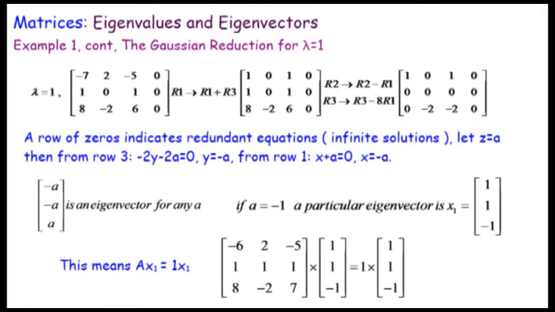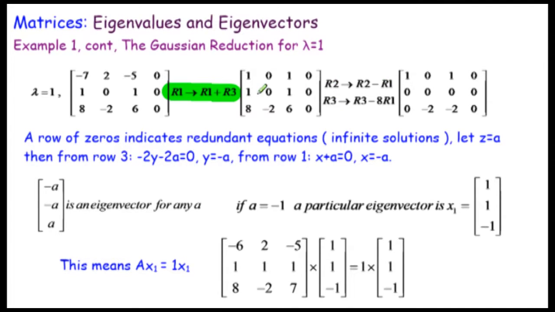So for lambda equals 1, we have to do a bit of work. I'll just go over what happens. Row 1 becomes row 1 plus row 3. If you add the bottom row to the top row, you end up getting a couple of very similar rows here, and we can make one of these rows 0 quite easily.